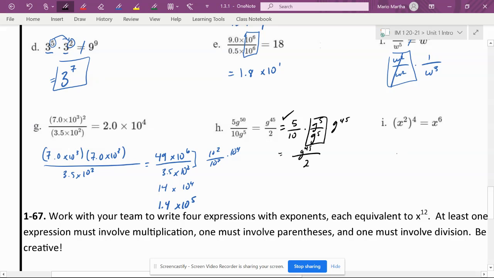All right. And then what do you think about I? Is that true or false? For this one, expand it 4 times. So x squared times x squared times x squared times x squared. And then that's going to be a total of 8 x's. So that gives us x to the 8th. So therefore, this one is also false, not equal to x to the 6th.